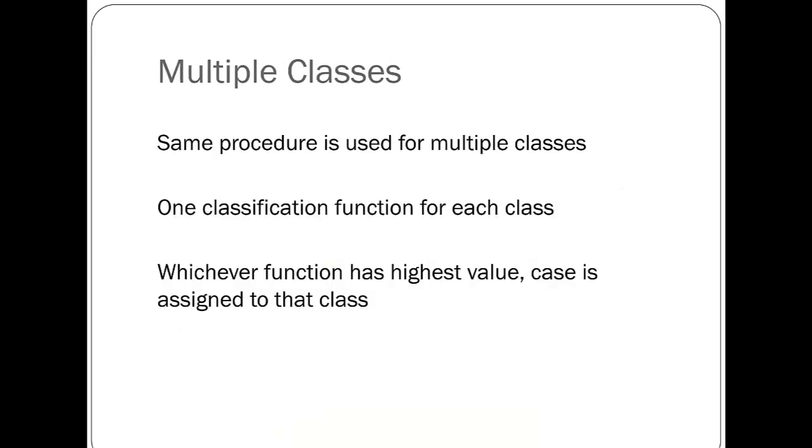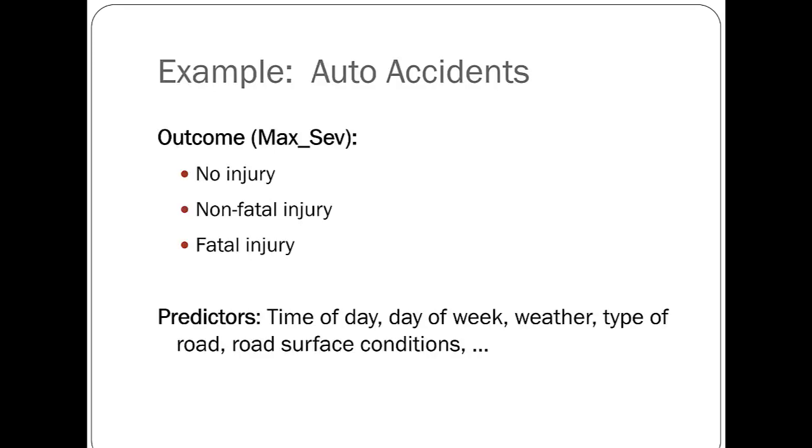What do we do if we have more than two classes? We use exactly the same procedure, and we come up with a probability for each record going to each of the classification categories, and whichever one has the highest probability, or the shortest distance, is the one that we classify according to. So let's look at another example. Auto accidents. We've got the outcome max severity is either non-injury, non-fatal injury, or fatal injury, with predictors time of day, day of week, weather, type of road, surface conditions, and so forth.